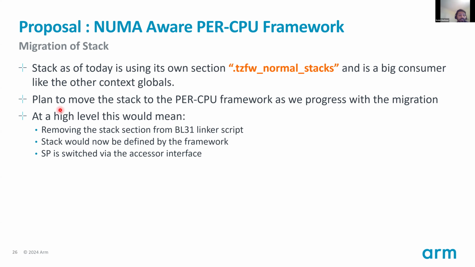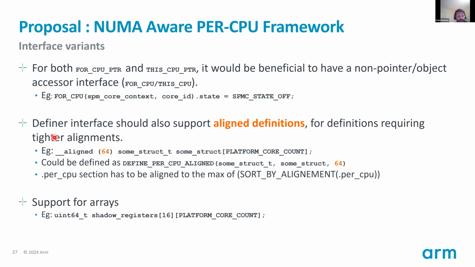And this is, at a very high level, what we would have to do. It's basically removing the stack as a separate section, as we talked about. So it has to be removed from the linker script, and then it would be defined by the framework. Whenever we have an SP switch, a stack switch, the access interface has to be used to make sure that it is pointing to the right node stack, right CPU stack, in fact.